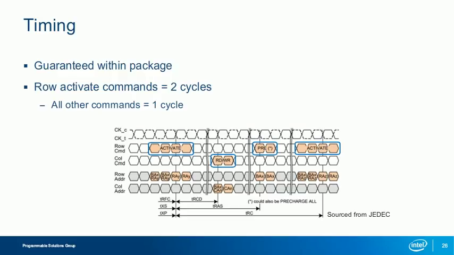With HBM2, you don't need to worry about setup and hold timing, since it is guaranteed within the package. All memory access commands require only 1 clock cycle, except for row activate commands which require 2. In the timing diagram, you can see that the activate command takes 2 clock cycles, while the read, write, and precharge commands take only 1 cycle.